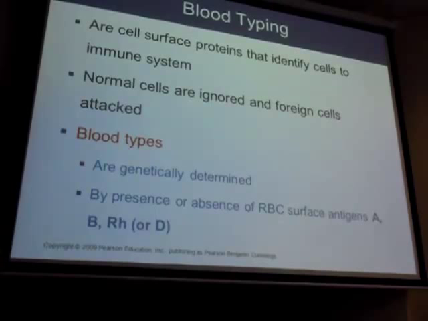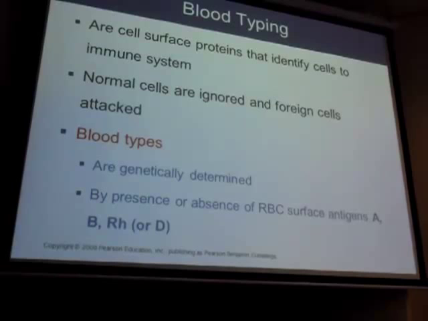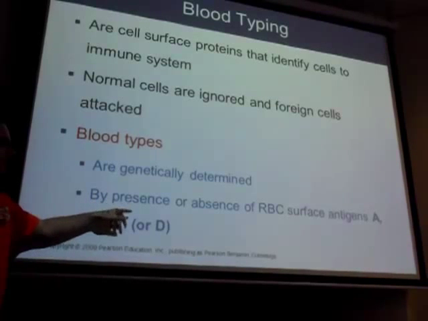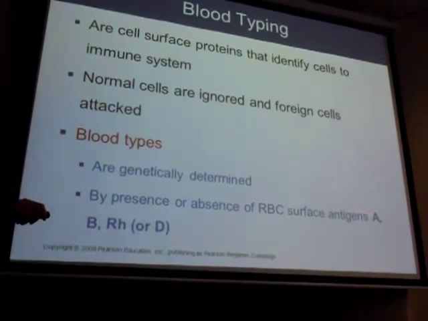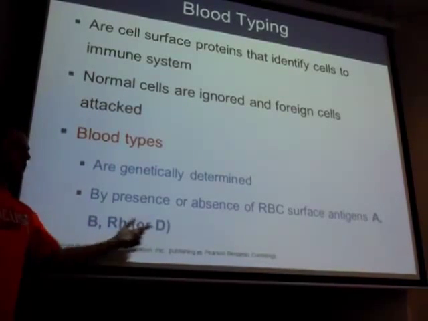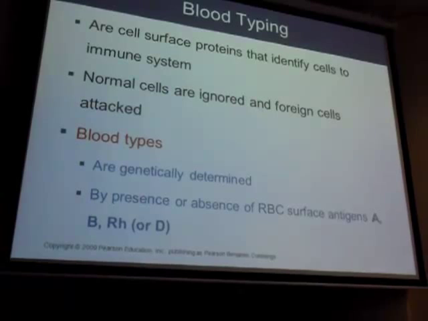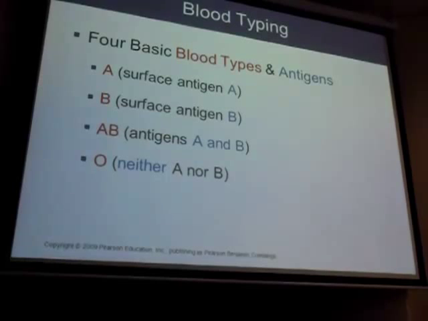This part is pretty interesting. I have, I guess, a relatively creative way to hopefully present it to you guys. Blood types are genetically determined. We'll talk about how that comes about in another class, most likely next time. It's determined by the antigens that are on their surface. So there's three types of antigens: there's the A antigen, the B antigen, and the Rh antigen, also called the D antigen, which we'll talk about next time. So these are your four blood types, A, B, AB, and O, and it's telling you what antigens are on them.